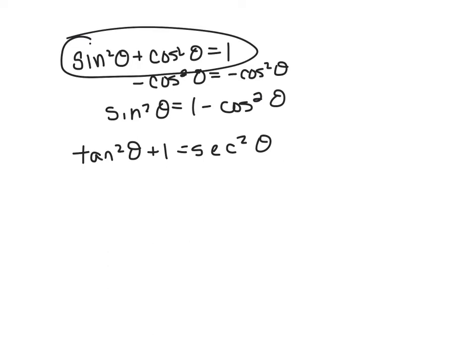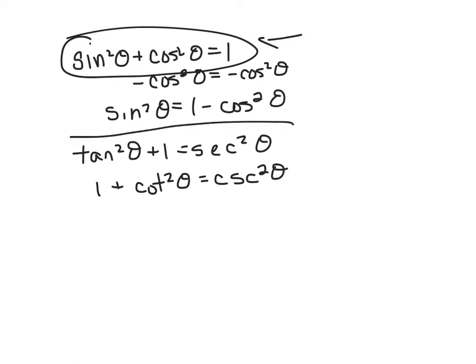And the third major big one is if you divide this one again by sine squared, you get 1 plus cotangent squared equals cosecant squared. Okay, that was all in the video yesterday, so if you don't understand that, give that a rewatch. But these are the major ones, and then we can subtract and move things around.